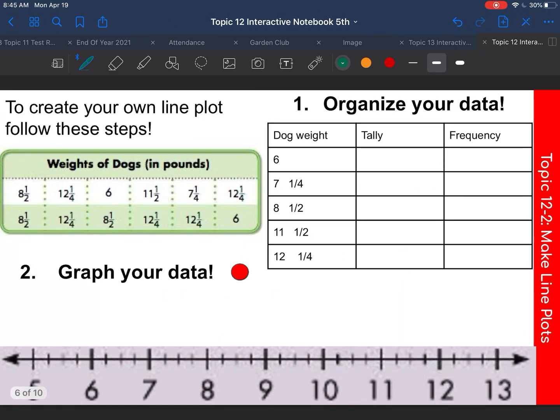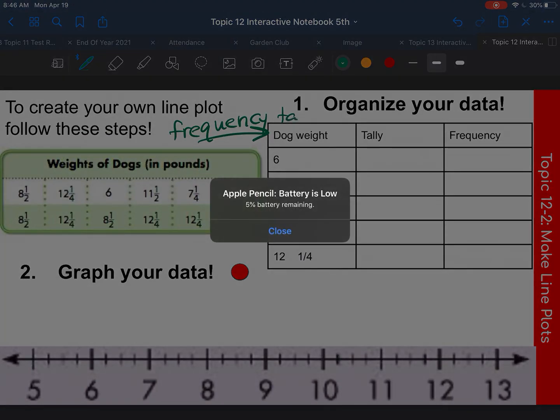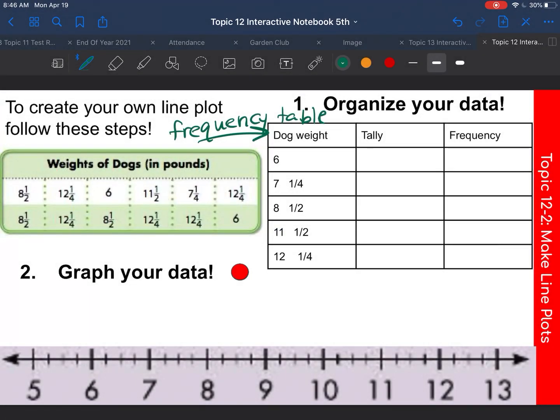So today we are going to be making our own line plot. We do two things first. First, we organize our data. And this right here is called a frequency table. Basically a frequency table is just something that is used to organize your data.